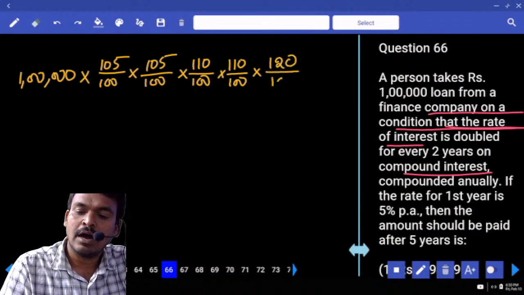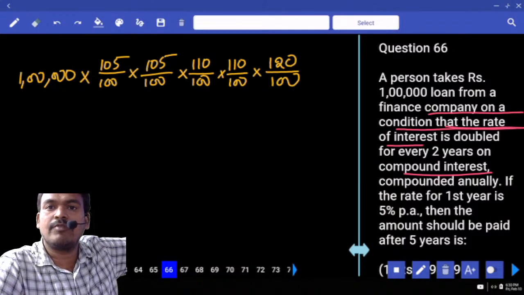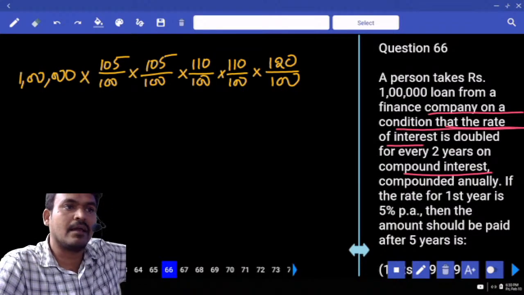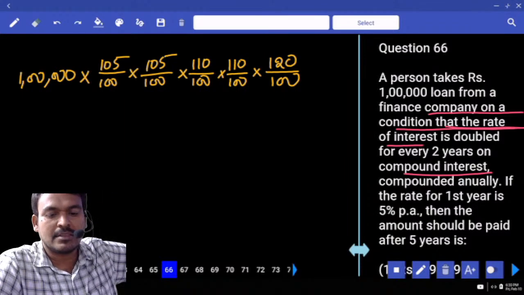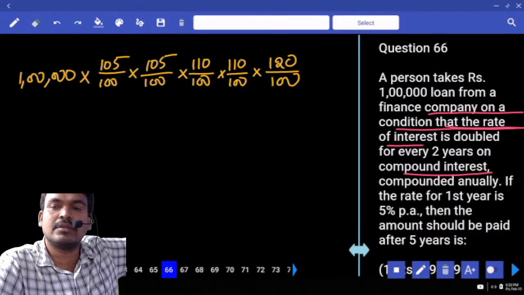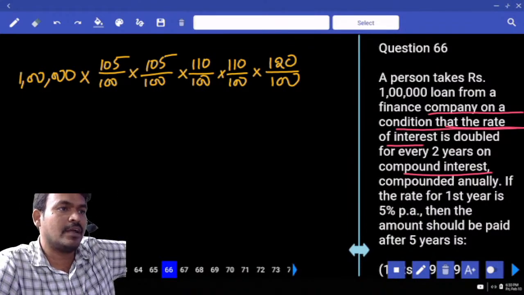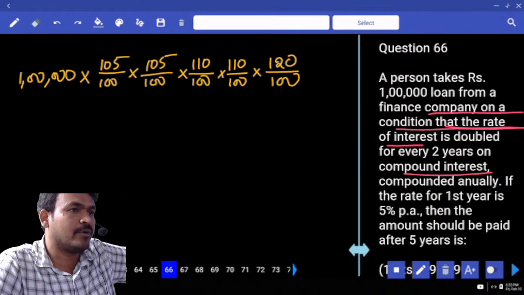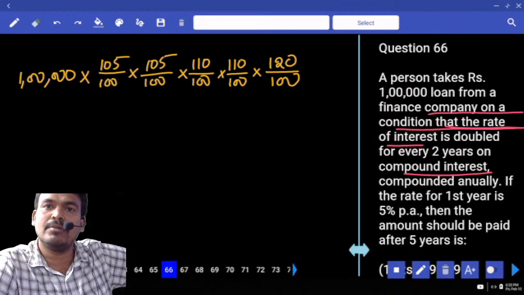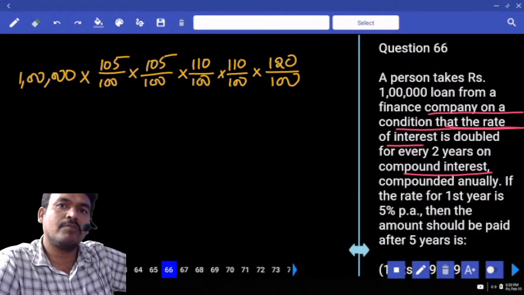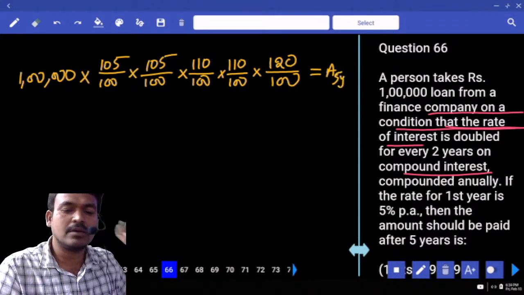120 by 100. And 1 lakh is the initial value. After 1 year, 105% of 1 lakh. After 2 years, 105% of 105% of 1 lakh. After 3 years, 110% of 105% of 105% of 1 lakh. But in fourth year, 110% of 110% of 105% of 105% of 1 lakh. In fifth year, 120% of 110% of 105% of 105% of 1 lakh. It is the amount after how many years? 5 years, or not? Okay.